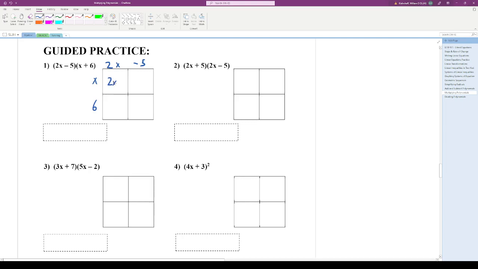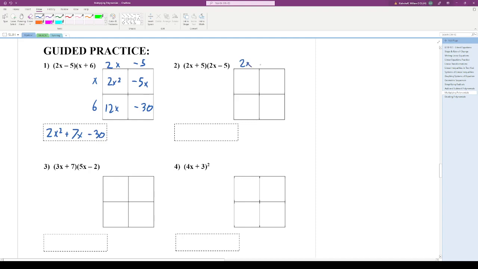So we multiply our boxes, we get 2x squared, negative 5x, 12x, and negative 30. Then we collect our like terms, so we have 2x squared, 12x, and negative 5x comes out to plus 7x total, and then minus 30.